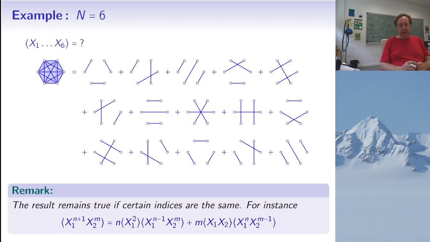Now, one remark is that this result actually stays true if certain indices are the same. So for instance, if I take the expectation of x1 to some power n plus 1 times x2 to some power m, and let me again expand with respect to x1, well, I can pair x1 with one of the n other x1s, and that gives me this term here. So there are n terms where I get the expectation of x1 squared times the expectation of the remaining terms. Or I can pair x1 with one of the m x2s, and that gives me this second term here.